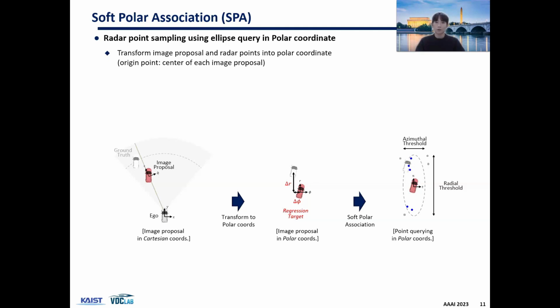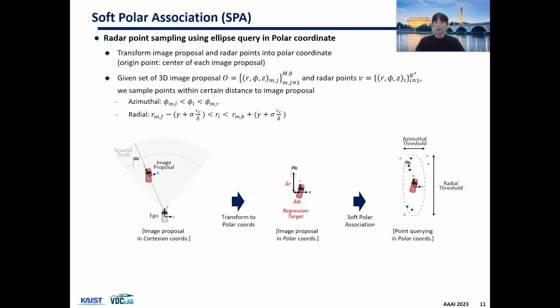the image proposal has a huge localization error in the radial direction. Specifically, given a set of image proposal bounding boxes and radar points, we use the leftmost and rightmost corners of the image proposal 3D bounding box for the azimuthal threshold. And for the radial direction, we make our monocular 3D detector estimate the uncertainty of the localization error in the radial direction. So if the image proposal has high uncertainty in the radial direction, our threshold becomes large, so it can associate radar points from a longer distance, specifically up to 5 meters.